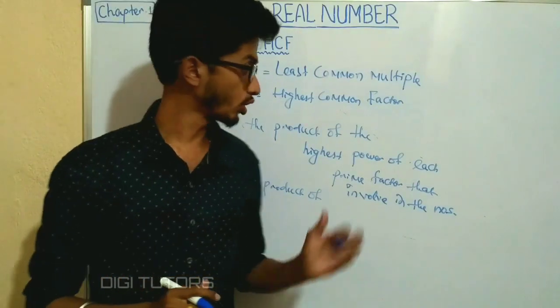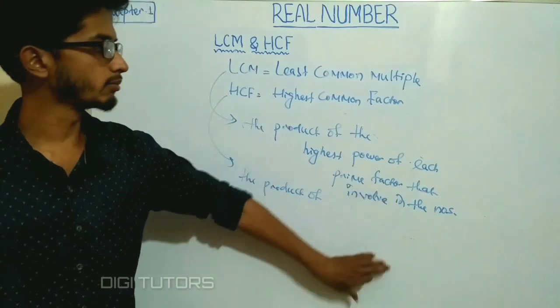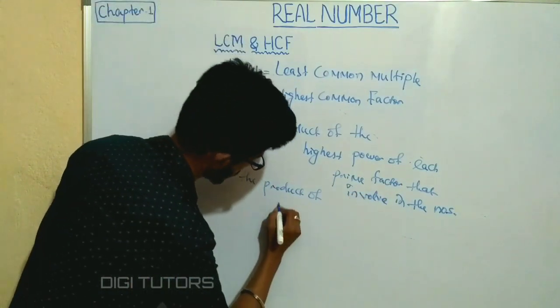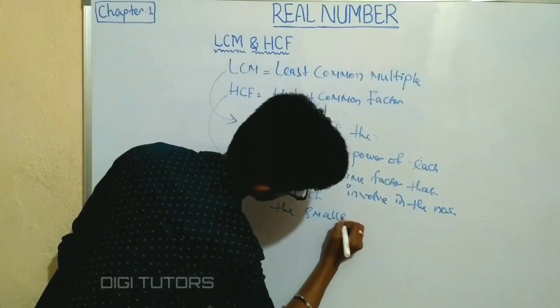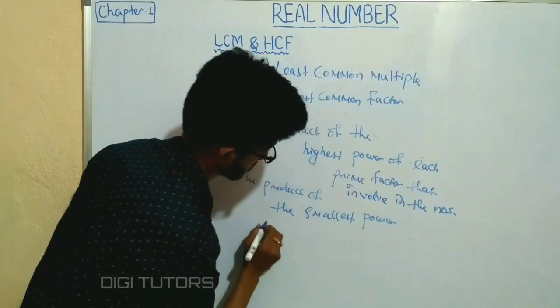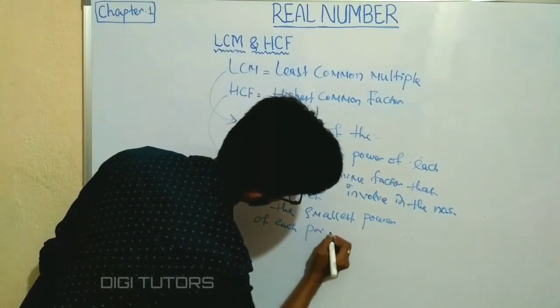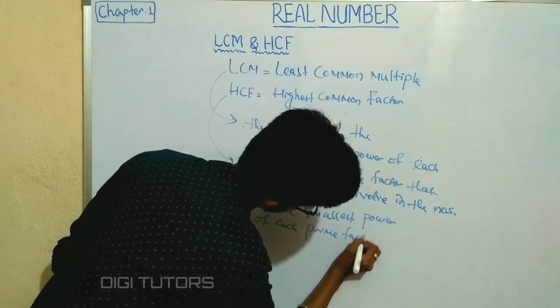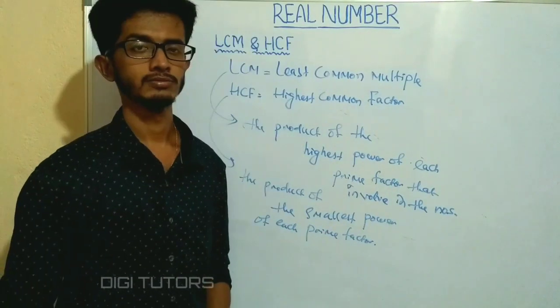the least or the smallest power of each prime factor that is involved in the numbers.